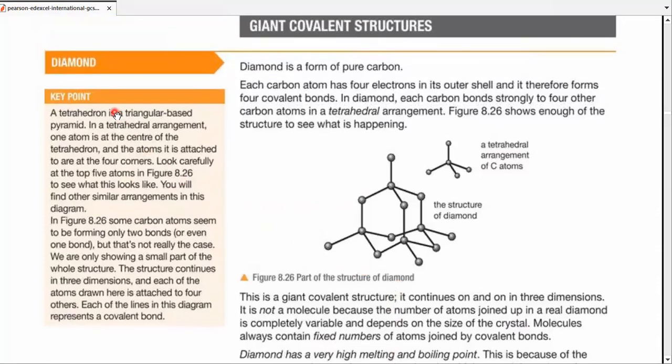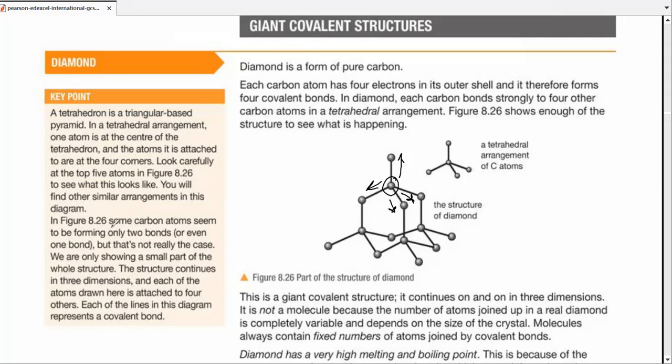Before we move on further, a tetrahedron is a triangular-based pyramid. In a tetrahedral arrangement, one atom is at the center of the tetrahedron, and the atoms it is attached to are at the 4 corners. Look carefully at the top atoms in figure 8.26. If we look at it, this one is the central carbon atom. It is connected to 1, 2, 3, and 4 carbon atoms, all equally distant from one another, making sure that the electrons that repel each other are equally distant from one another, and hence the tetrahedral arrangement.